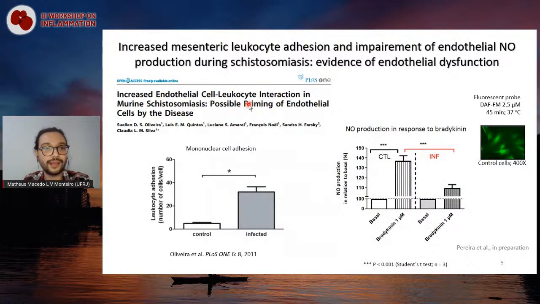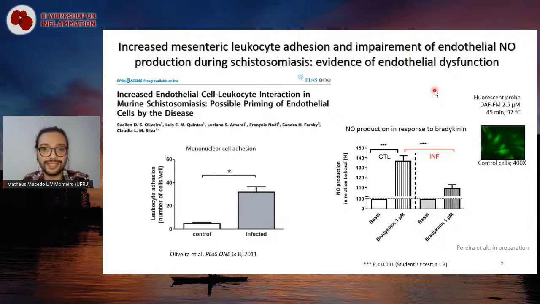So our group has already found that in the cells of animals infected with schistosomiasis, the spontaneous mononuclear adhesion to these endothelial cells is higher in the infected group compared to the control groups. And also we found that nitric oxide production with a stimulus with bradykinin is reduced in the infected group compared to the control group. So these two data are some evidence of endothelial dysfunction.